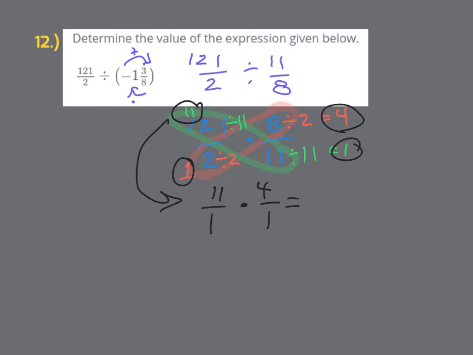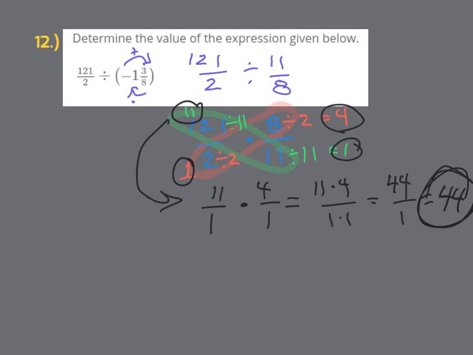So I kept the first, flipped the second. Now I multiply. Now I keep the top with the top and the bottom with the bottom. So 11 times 4, of course, is 44. 1 times 1 is 1. That tiny little 1 can't hold up that 44, but you should know anyway that anything over 1 is equal to itself. So the answer here is 44.